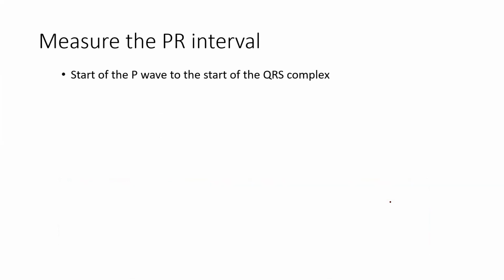All right, next thing we're going to do is measure the PR interval. This is the start of the P wave to the start of the QRS. Remember, again, it's about 0.12 to 0.20 seconds. And if you recall, our little blocks are 0.04 seconds. So we're talking about 3 to 5 little blocks.